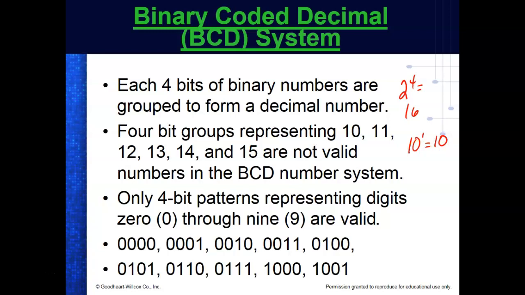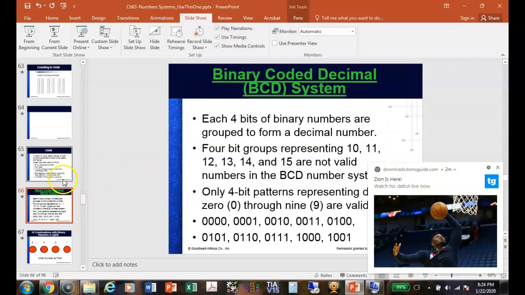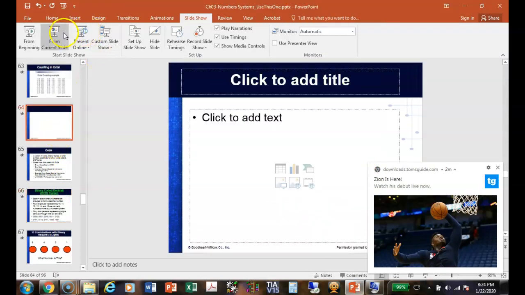Decimal. So what we have with 4 bits of binary, I can have 16 combinations. With each digit of decimal, I can only have 10. So what we do with BCD, it is not a numbering system, it is a code. And what we do is we directly represent the decimal numbering system with 4 bits of binary.